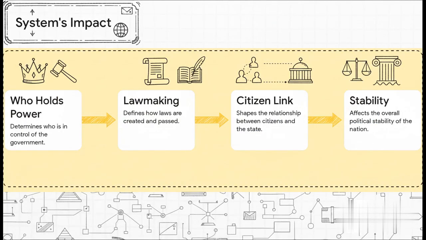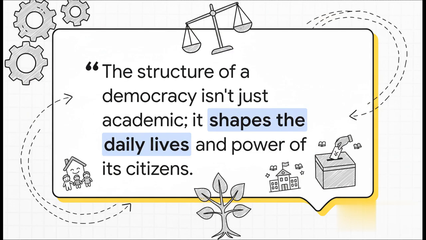So in the end, the type of democracy a country chooses actually shapes everything. It decides who gets to have power, it defines how laws get made, it influences how stable the government is, and it even changes the basic relationship between you and the state. It's the blueprint for the entire country. And this quote just hits the nail on the head. This isn't just theory for a textbook. The specific model a country uses directly impacts the daily lives and the amount of political power regular people have.